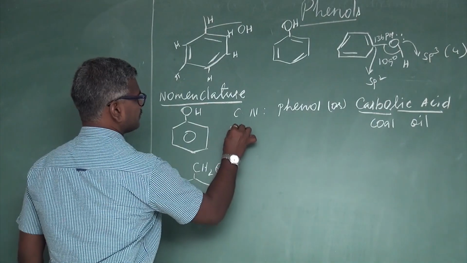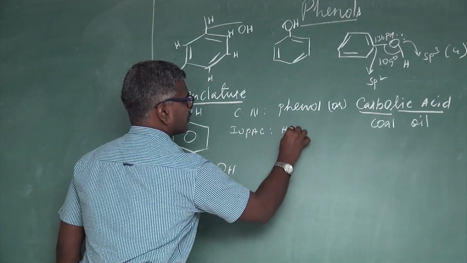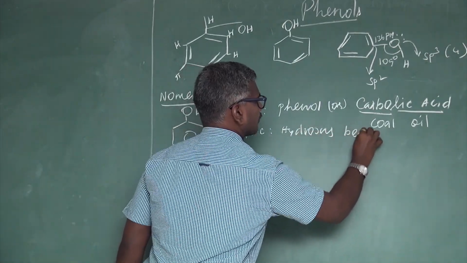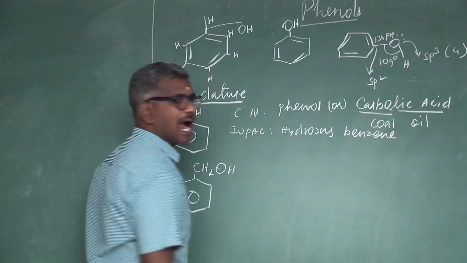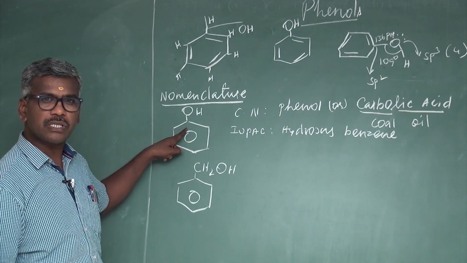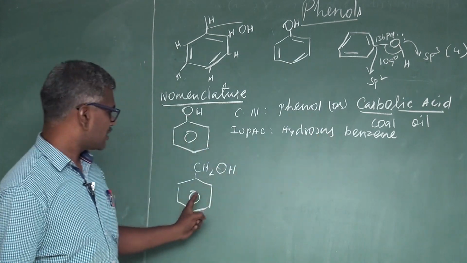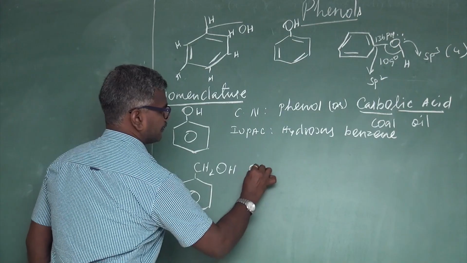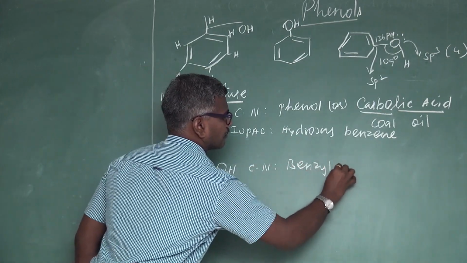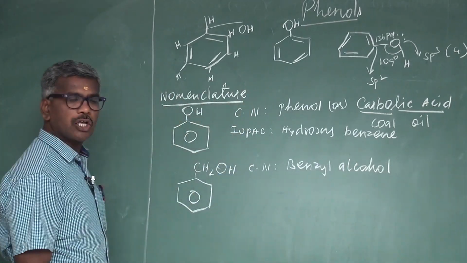IUPAC name: hydroxybenzene. Here the OH group is directly attached to the benzene nucleus. This is benzene, hydroxybenzene. This is the IUPAC name. This one, common name: benzyl alcohol.